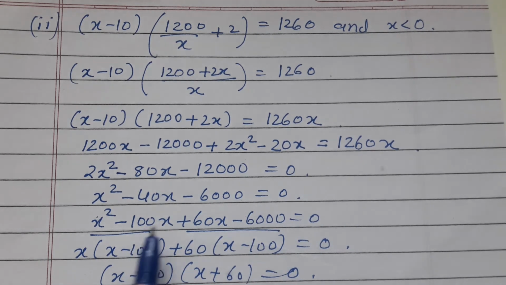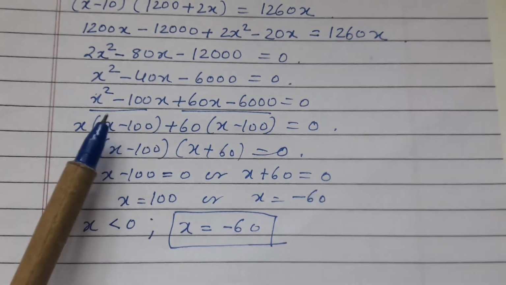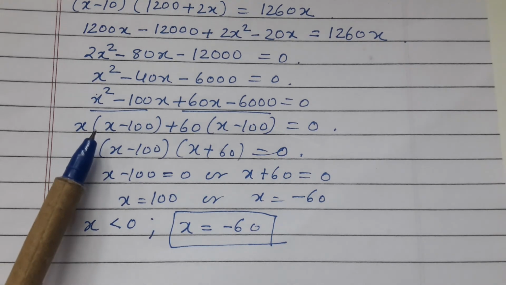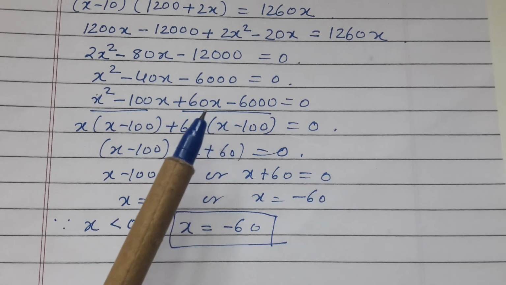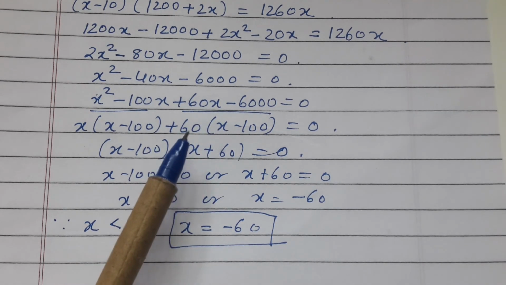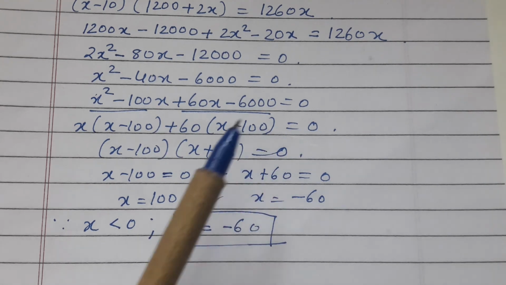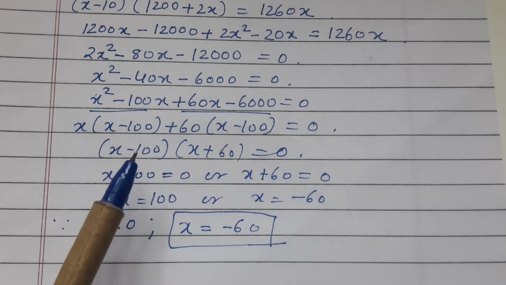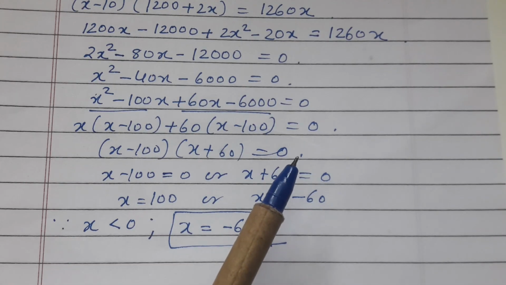Pair first two terms and last two terms. In first two terms, x is common. What is remaining? Into (x − 100). In last two terms, +60 is common, into (x − 100) equals to 0. In these two terms, (x − 100) is common into (x + 60) equals to 0.